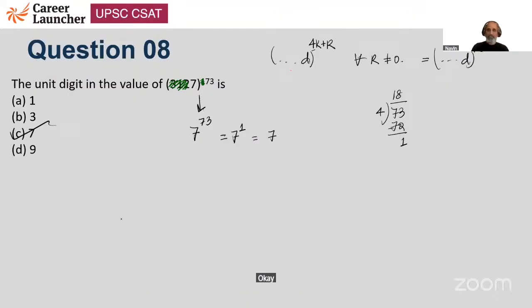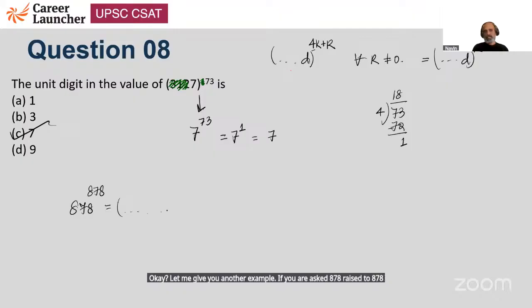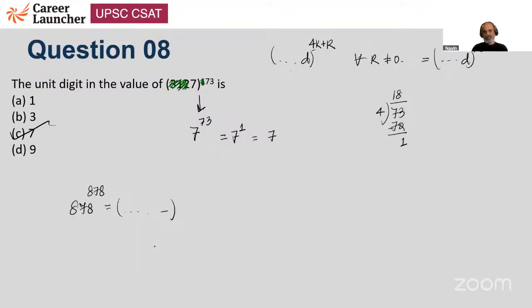Okay, let me give you another example. If you are asked 878 raised to 878, what will be the last digit? What would be the last digit here? Try. You always divide the power by 4. Not 3, not 2, not 8, 4, and only 4.